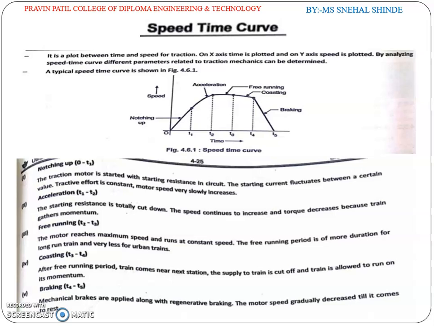And last is the braking, that is from T4 to T5. So the mechanical brakes are applied along with the regenerative braking. The motor speed gradually decreases till it comes to rest. So at the end of coasting, brakes are applied and the train is brought to rest at the end of the run.